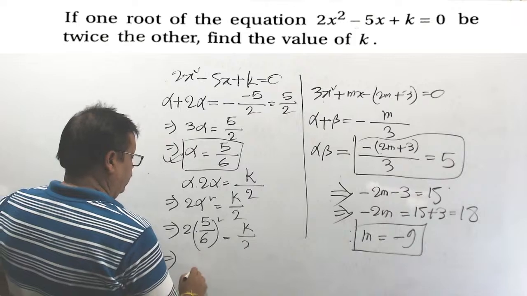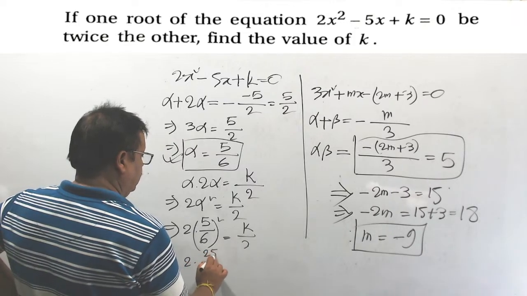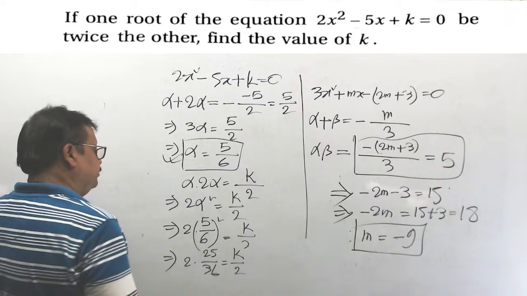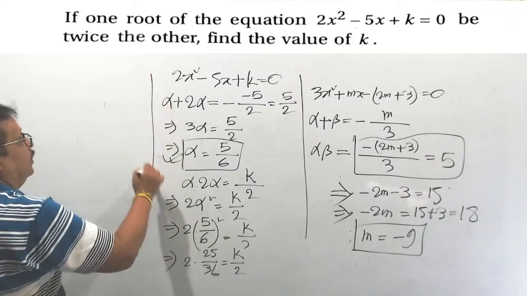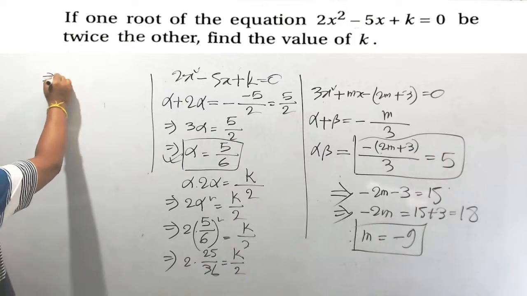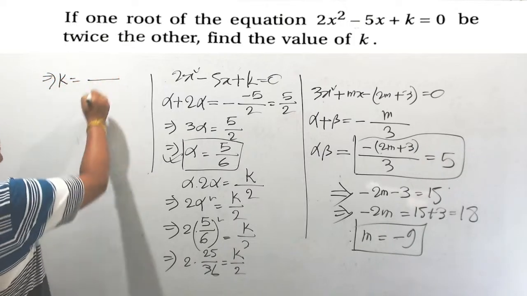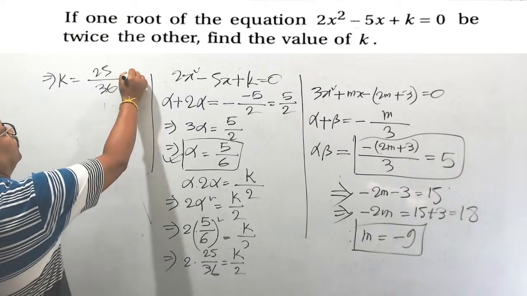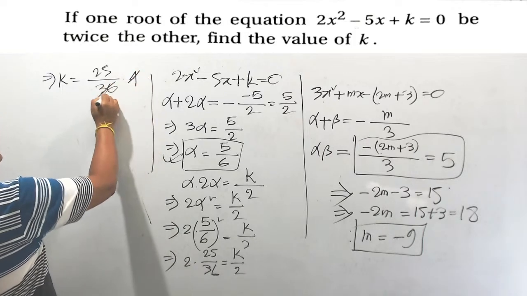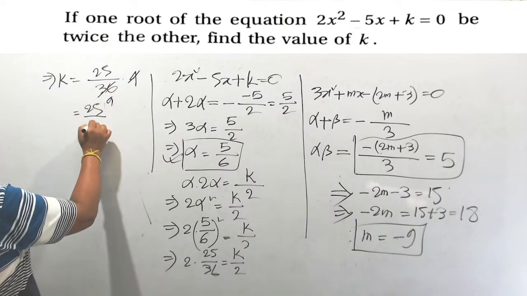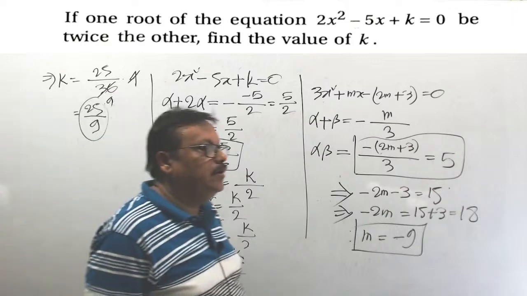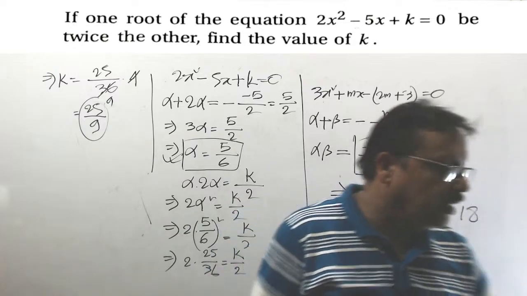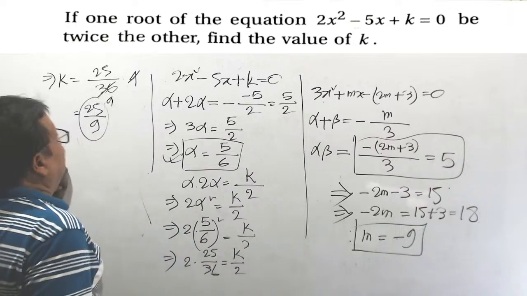Simplify. That is 2 into 25 by 36 is equal to k by 2. That is, k is equal to 25 by 36 into 4, that is 25 by 9. This is the value of k. 25 by 9. You simplify yourself. What is the next one?